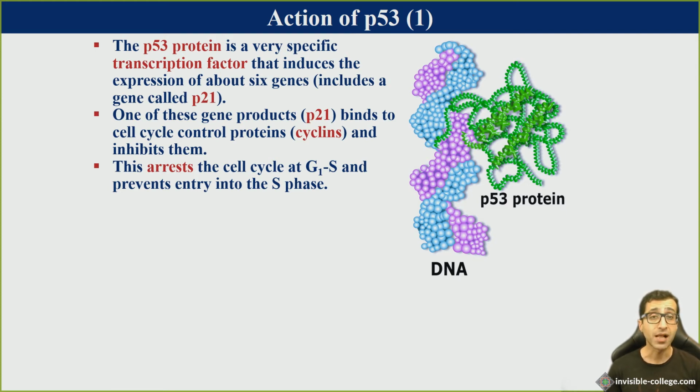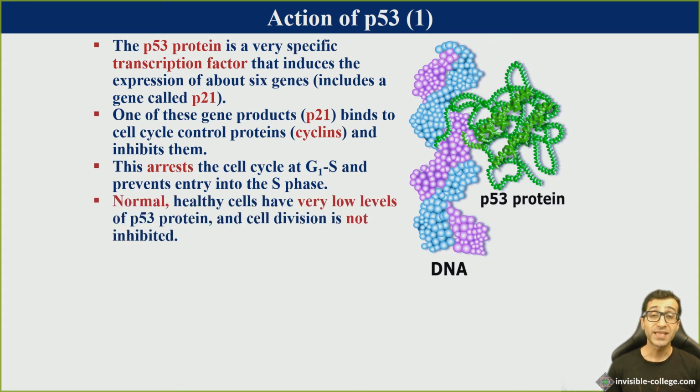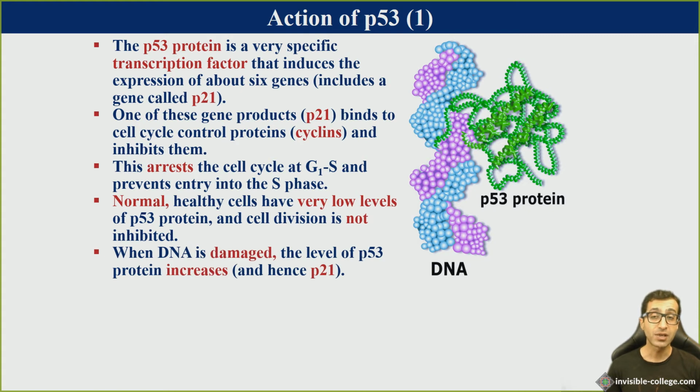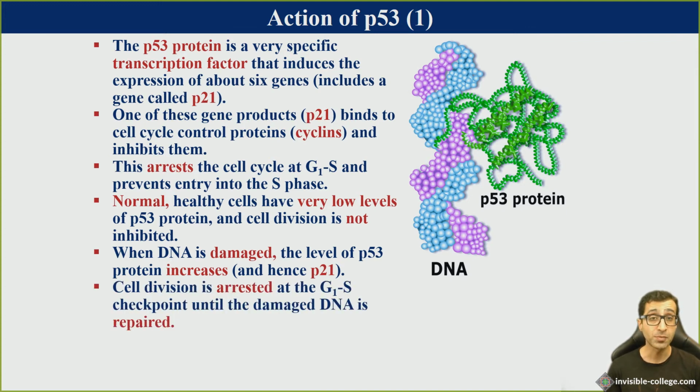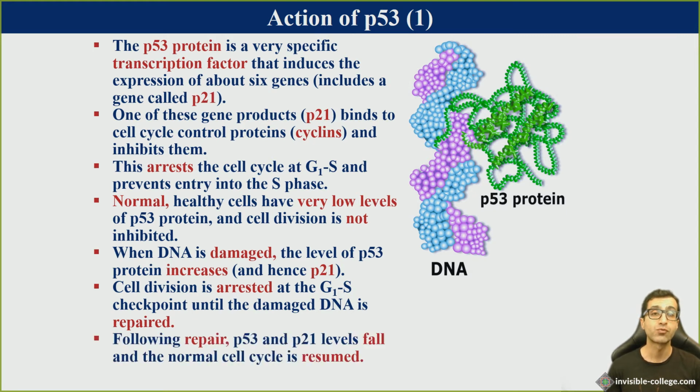Now normal healthy cells have very low levels of the p53 protein product, and the cell division is not inhibited therefore. Now when the DNA is damaged, the level of p53 protein increases, and hence the level of the p21 protein also increases. So cell division at that point is stopped or arrested at the G1/S boundary checkpoint until the damaged DNA is either repaired, and if that's not possible, then the cell is triggered into a stage of apoptosis or programmed cell death. Now, following the repair, if a repair is possible, the p53 and the p21 protein levels will fall, and then the normal cycle is resumed.